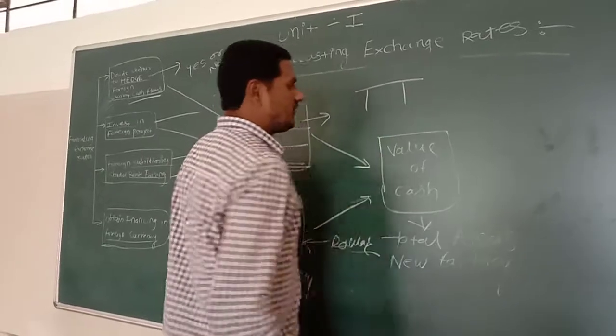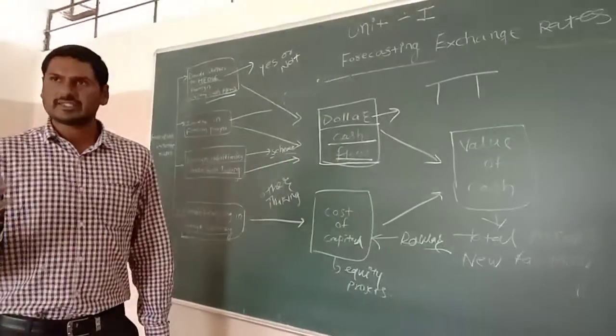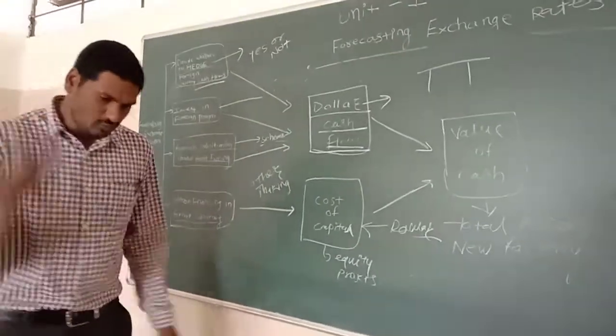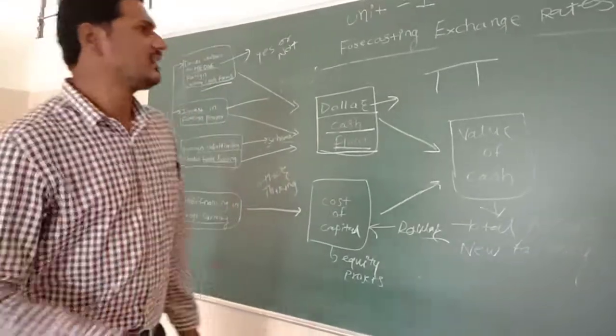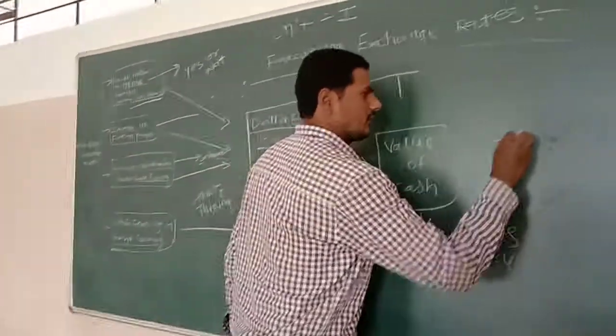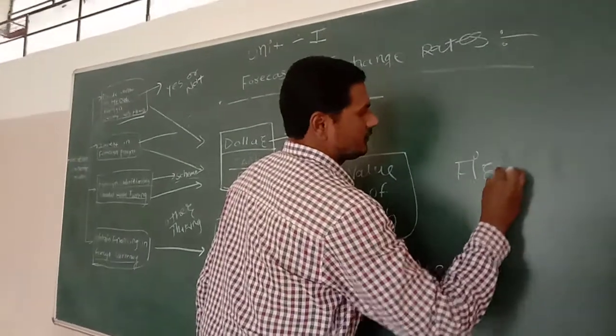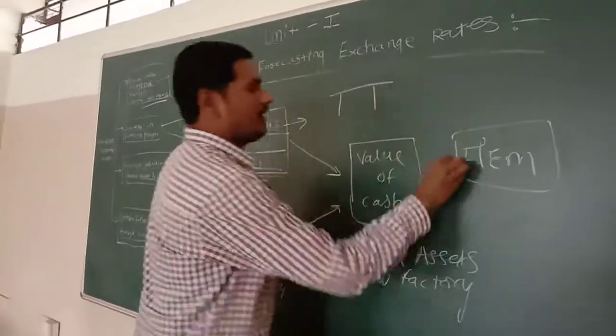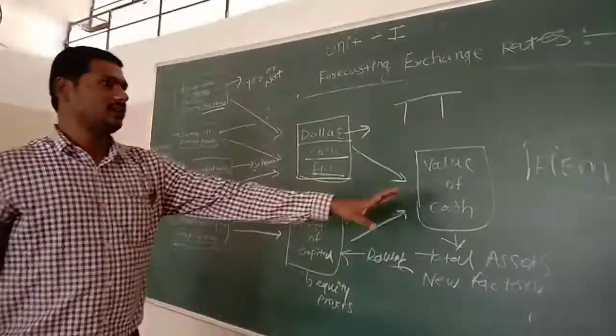The interlink between the value of cash and the new assets, new factories, debentures, bonds, securities. All the things are created in a firm. So every aspect is created within the firm.